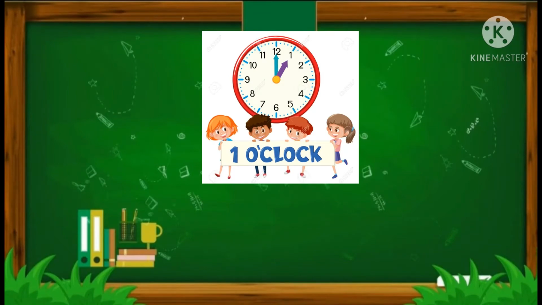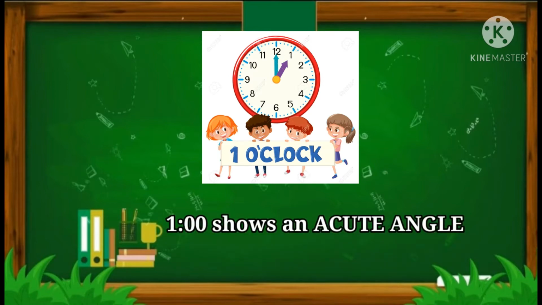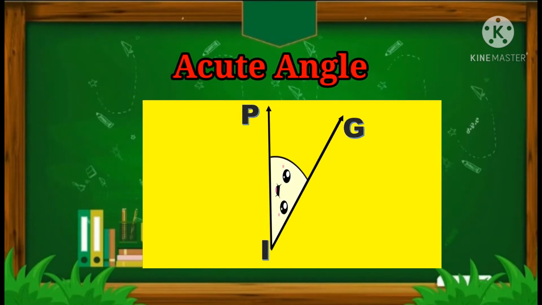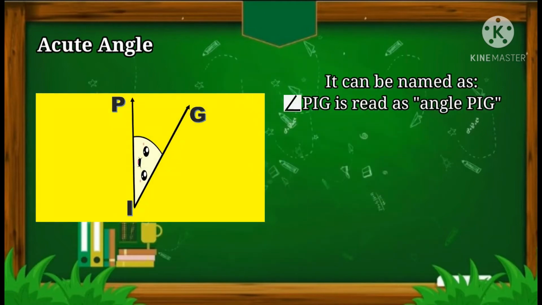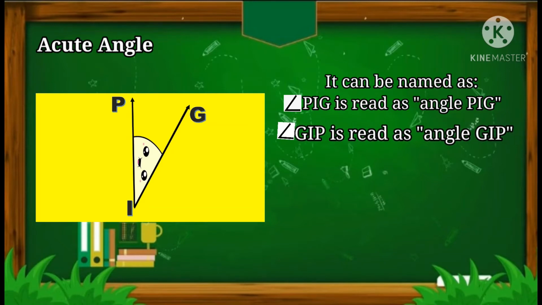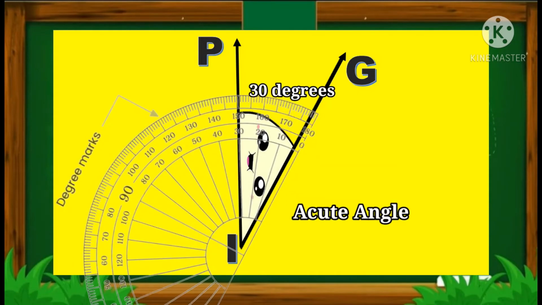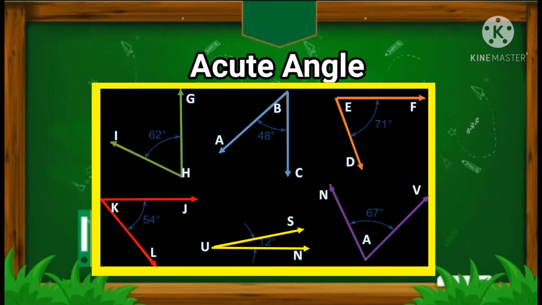Let us now discuss another angle which was shown by 1 o'clock. And 1 o'clock shows an acute angle. An acute angle measures less than 90 degrees and it is smaller than a right angle. And this illustration shows an acute angle. It can be named as angle PIG, read as angle PIG. It can also be angle GIP, read as angle GIP. And we also have angle I, read as angle I. Let us now measure this kind of angle, which is an acute angle. An acute angle can be like this.